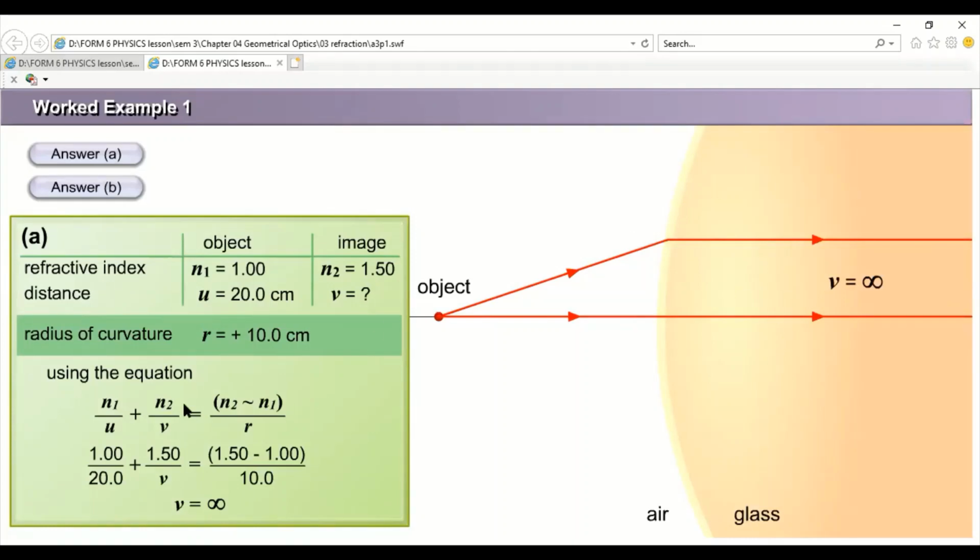So by using the formula n1 over u plus n2 over v equals n2 minus n1 over R, where n2 is greater than 1, we get that v will be infinity, where the light ray will be in a straight, parallel line to an infinite distance, a very long distance.